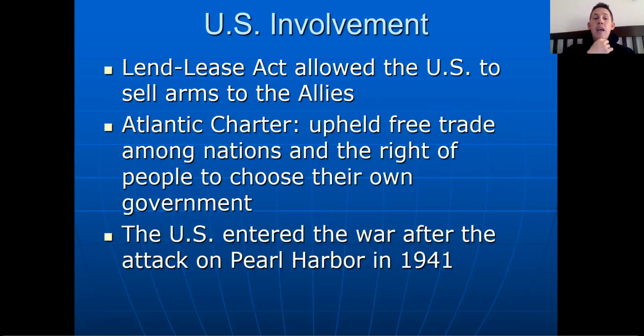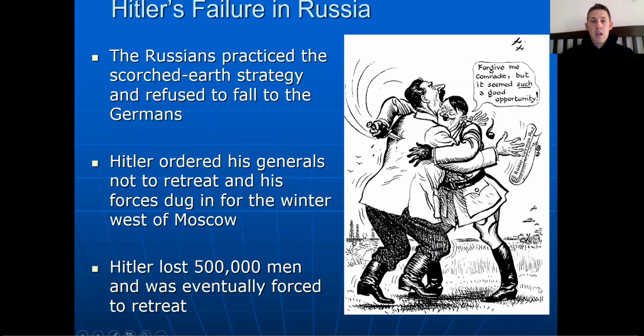Okay. Now, the United States involvement, okay, allowed the U.S. to sell arms. So just like World War I at the beginning, we're just going to be selling arms. Okay. We're not fighting. We're just selling arms. Okay. We're not going to actually get in the war until the Japanese bomb us in 1941 at Pearl Harbor in Hawaii. Once they did that, it's full on. FDR declares war, and we're fully in the war.